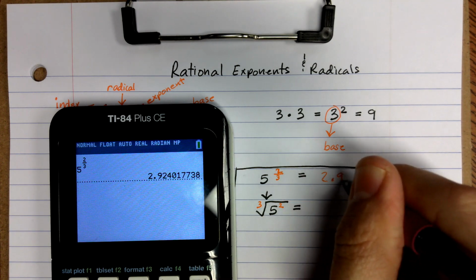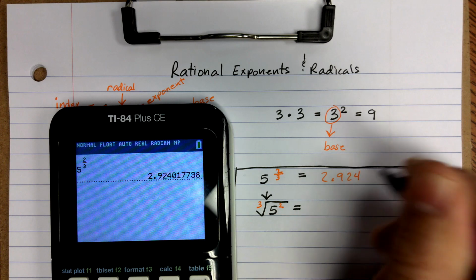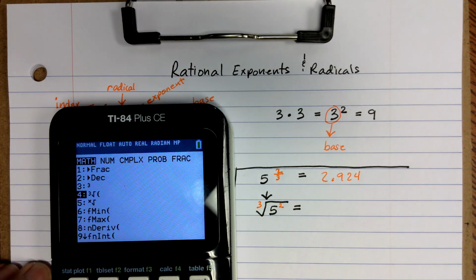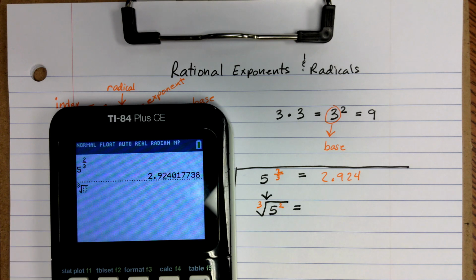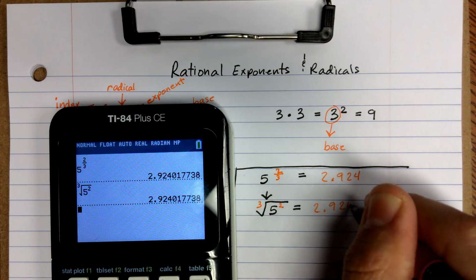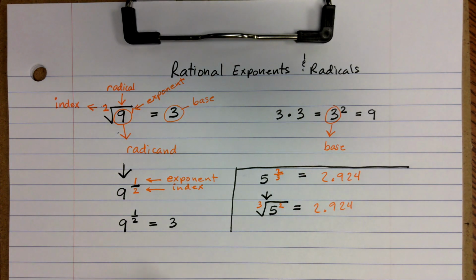We have 2.924. Or if we go ahead and hit math and pull up our cube root, and we do 5 squared, we get the same thing, 2.924. Now, with this being said and understanding this relationship, we're ready to solve a problem. So let's go to our first example.